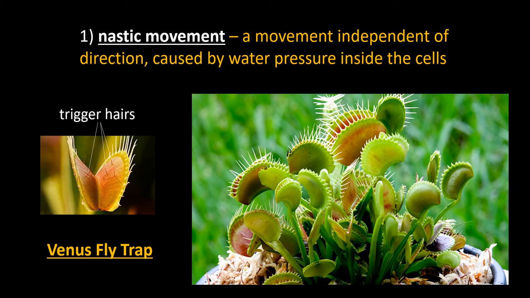Now, the first type of motion is what is called a nastic movement. And this is a movement that is not related to direction in any way, okay, of the stimulus. The movement itself is caused by a change in water pressure. I saw a video with these Venus flytraps, and they said it was an electric current. And sorry to say, there are no electric currents in a plant. In an animal, sure. Plant, no. Okay, so it actually is caused by a change in water pressure.